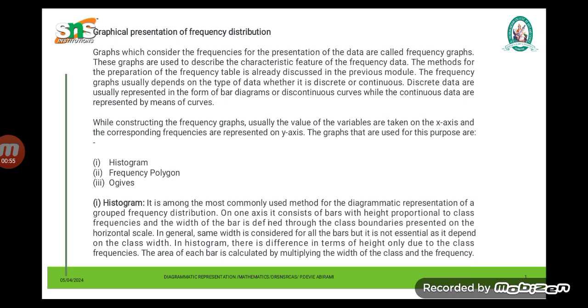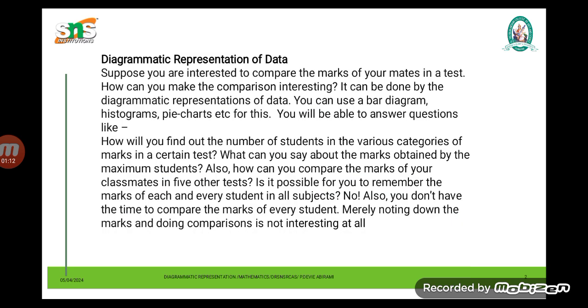A histogram is drawn on both horizontal and vertical scales, in which the width is calculated according to the class. The area of each bar is calculated by multiplying the width of the class and the frequency.